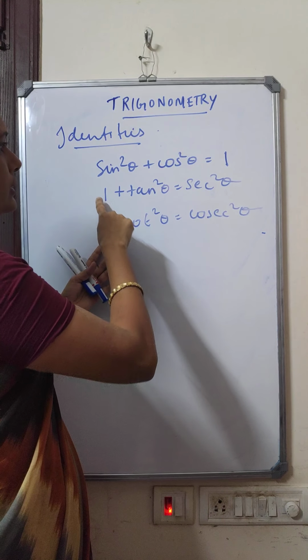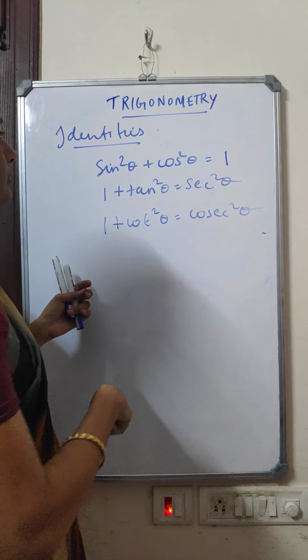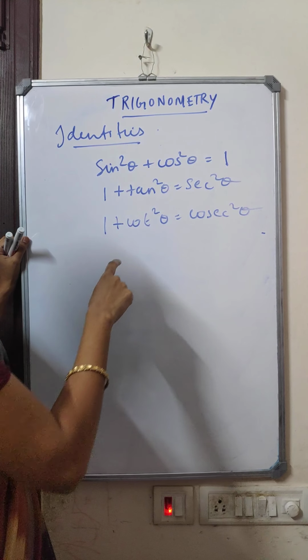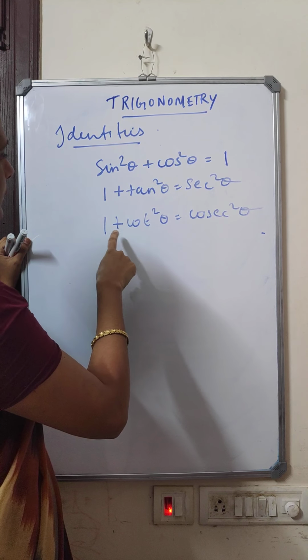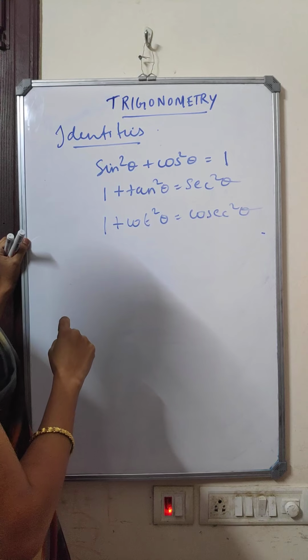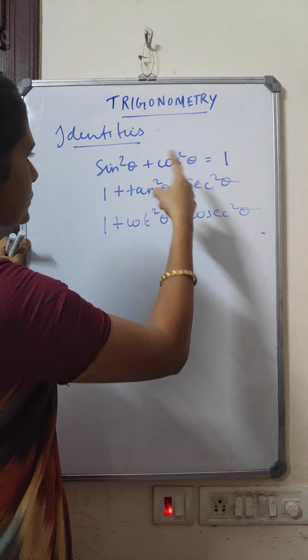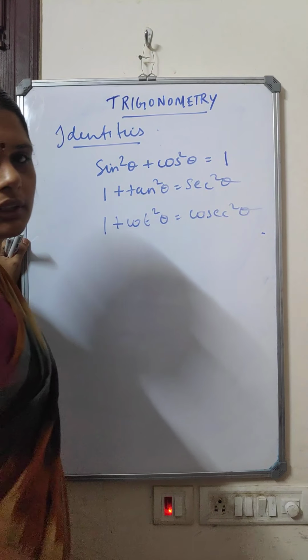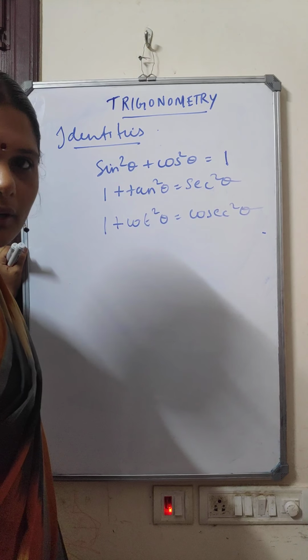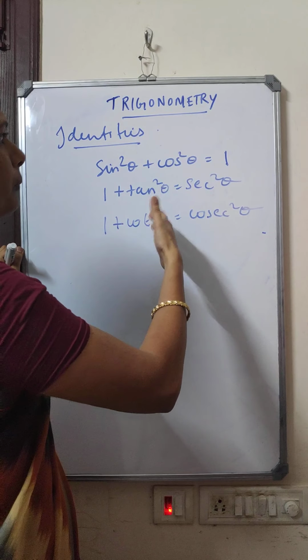So tan square theta is equal to secant square theta minus 1. Then secant square theta minus tan square theta is equal to 1 again. Again here also you can do it. 1 is equal to cosecant square theta minus cot square theta. Then 1 minus cosecant square theta is equal to minus cot square theta. So this way you can rearrange the formulas and you will get many combinations of formulas.